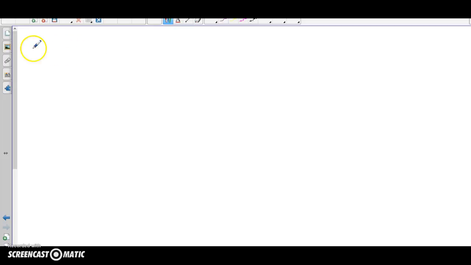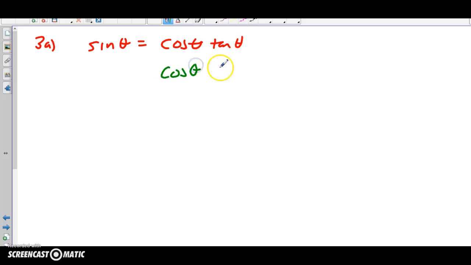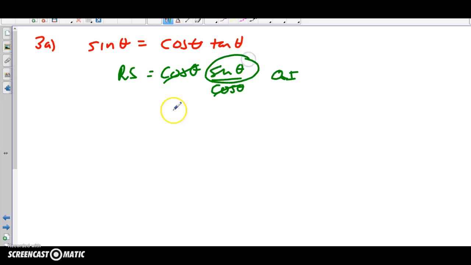So the first couple will be a little bit easier, and then we'll jump around. So the first one is prove that sine theta is equal to cos theta tan theta, and one thing we'll do with the quotient identity is get rid of our tan. So when we see tan theta, we will get rid of it. Cos theta tan theta, this is the right side, and we change tan into sine theta over cos theta, and you could write QI here if you'd like, so you know what you're doing. These cancel out, and I'm left with just sine theta. So I'm left with left side equals right side.